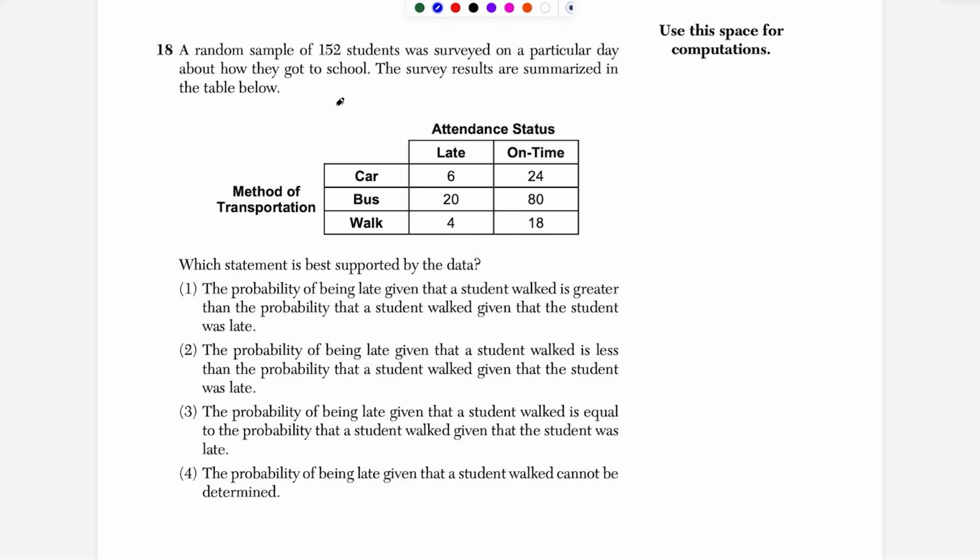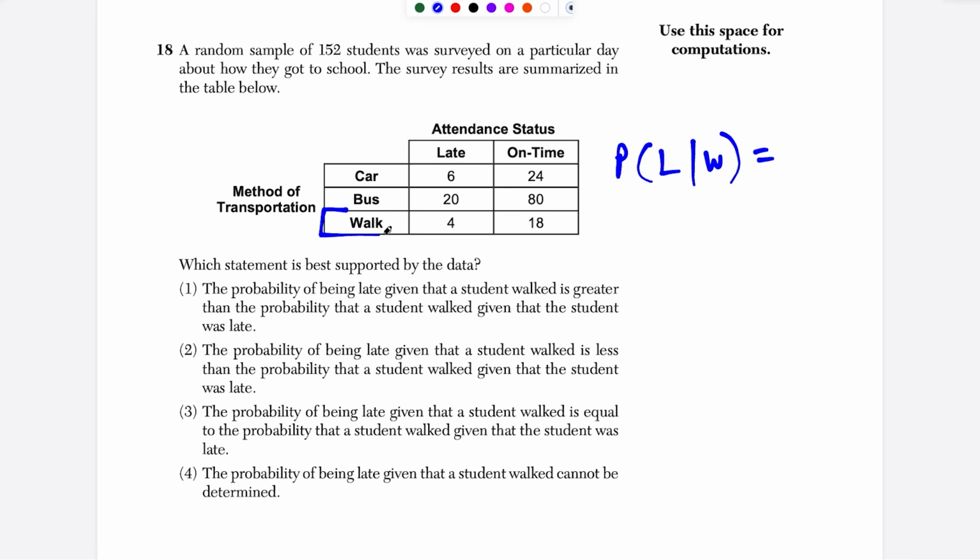Question 18, a random sample of 152 students was surveyed on a particular day about how they got to school. The survey results are summarized in the table below, and we want to know which statement is best supported by the data. So notice that all the answer choices start off saying the probability of being late given that the student walked. So let's go ahead and find that, and I'll use the notation. I'll say the probability of being late, and then we'll say given that the student walked.